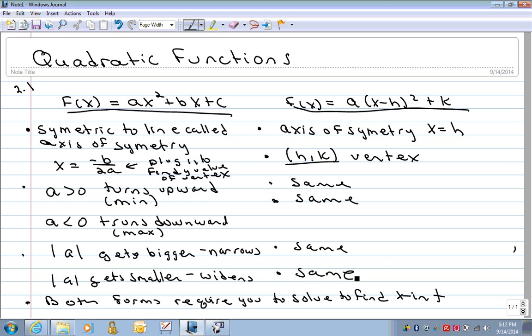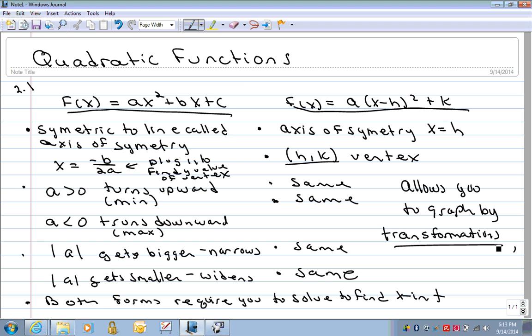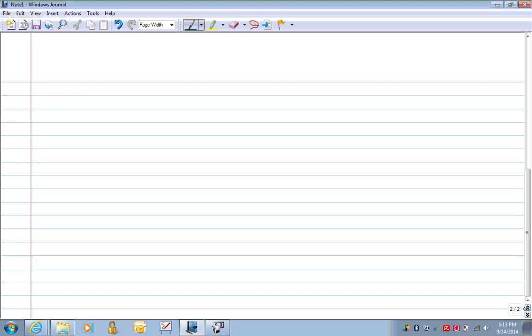One more thing is that standard form allows you to graph by transformation. So that makes it really easy if you're graphing. However, the y-intercept is easily identified in the general form. Let's talk a little bit more.